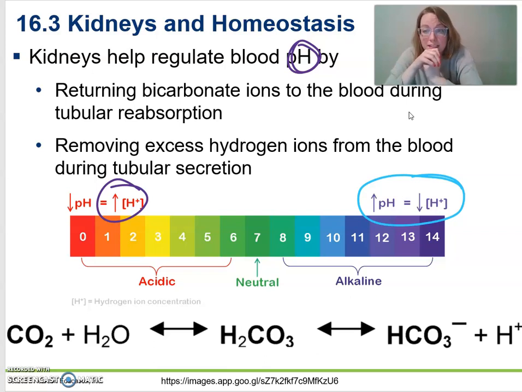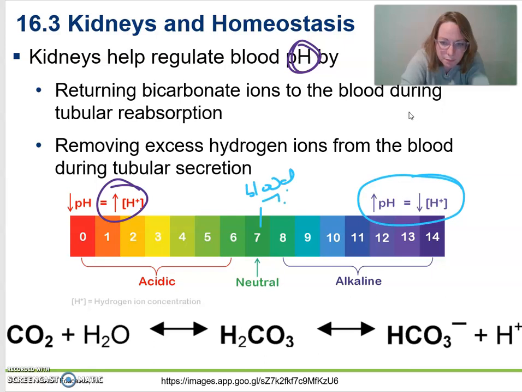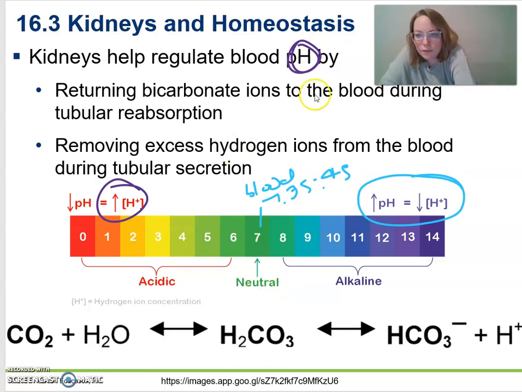Our blood's pH is 7.35 to 7.45, so a little bit basic. Okay. So if we start getting too basic, we want to get rid of bicarbonate. We want to reabsorb more hydrogen. If we get too acidic, we want to get rid of hydrogen and keep bicarbonate.